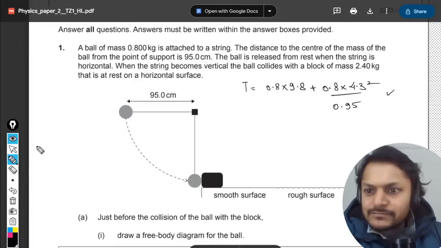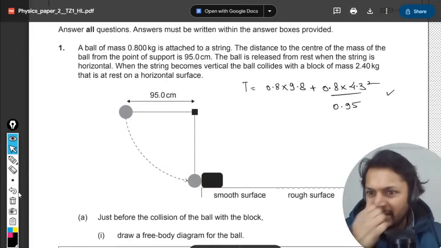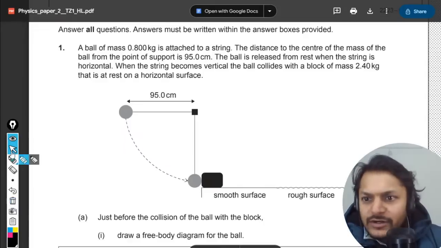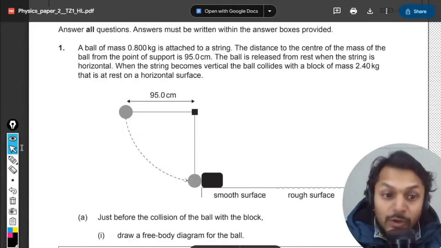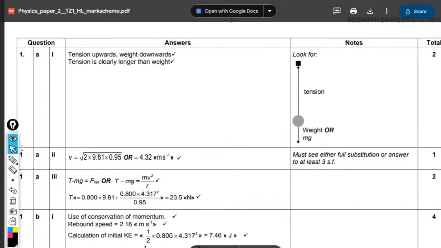And how to do this now? Let me go to the mark scheme now, because otherwise I don't have the calculator now. In the next video I will have it. Okay, so no worries. Okay, so these are the answers now.